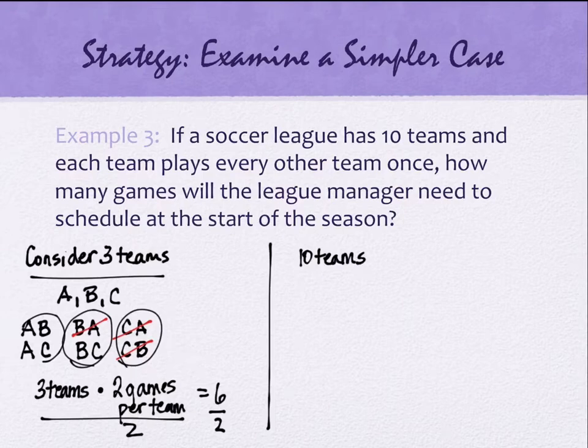Yeah, it would have 10 teams each playing 9 games, right? If they play every other team, they'd play 9 games. But this will actually be double the games because it would have counted everything twice. So I would need to divide by 2 to remove the double counting that happens.